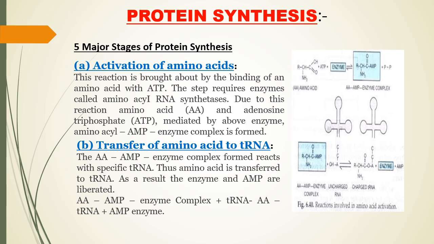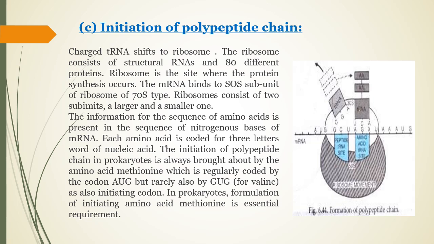And stage 2 is transfer of amino acid to tRNA. The amino acid-AMP-enzyme complex formed reacts with specific tRNA. Thus, amino acid is transferred to tRNA. As a result, the enzyme and AMP are liberated. Stage 3 is initiation of polypeptide chain.